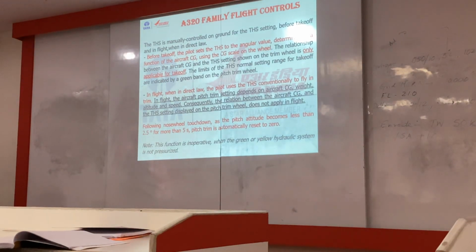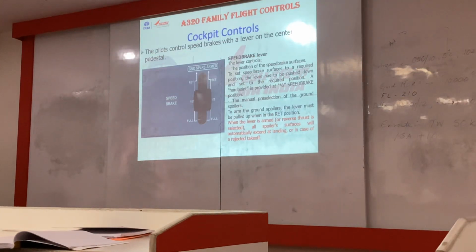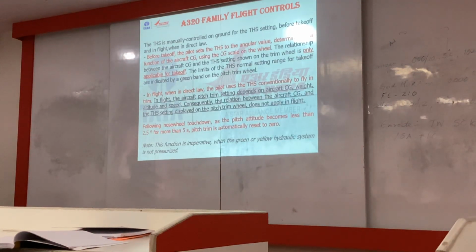THS, what happened? So previously, THS is manually controlled on ground for the THS setting before takeoff and in flight within direct launch. Before takeoff, the pilot sets THS to the angular value determined as a function of the aircraft CG using the CG scale on the wing. The relationship between the aircraft CG and THS settings shown on the table is only a visual one.